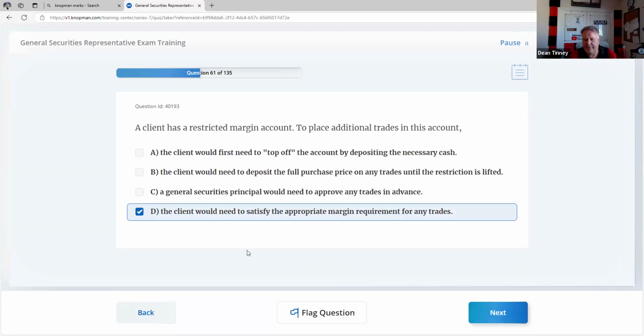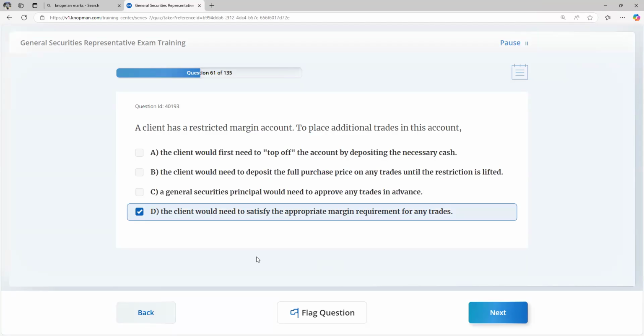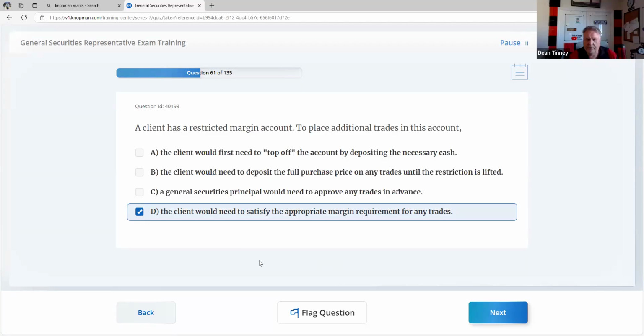Remember, you can only have half of the proceeds. But A is nonsensical. You've got to top off the account, and now you get back to being 50%. Nobody's going to make you do that. The client can no longer access margin? No. The very nature of you putting up 50% for the next trade will bring the equity back up towards 50. So I think it's D. We'll see. We'll flag that one.